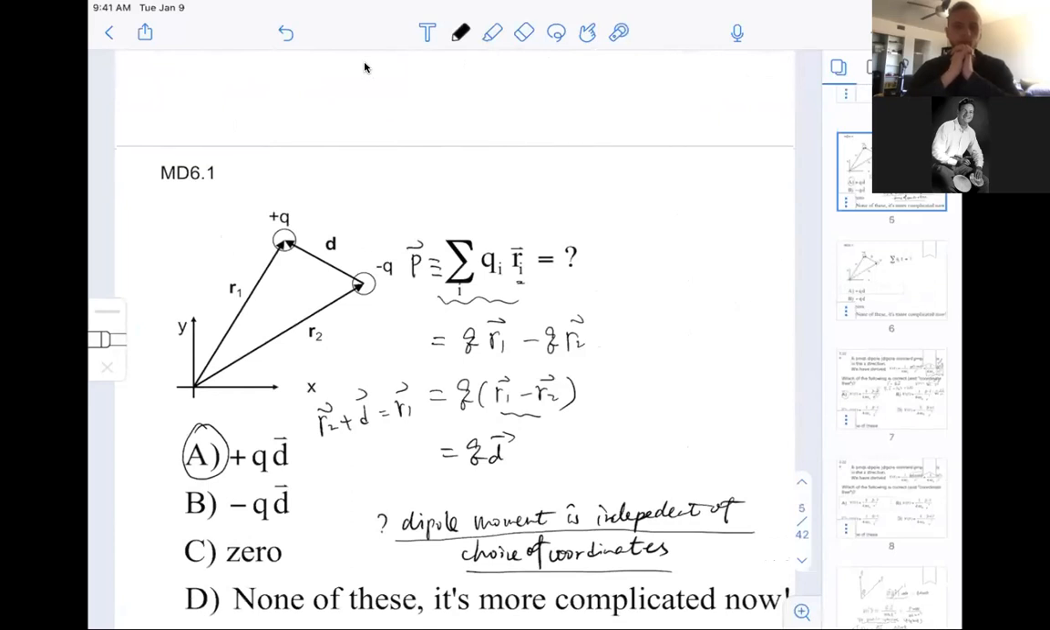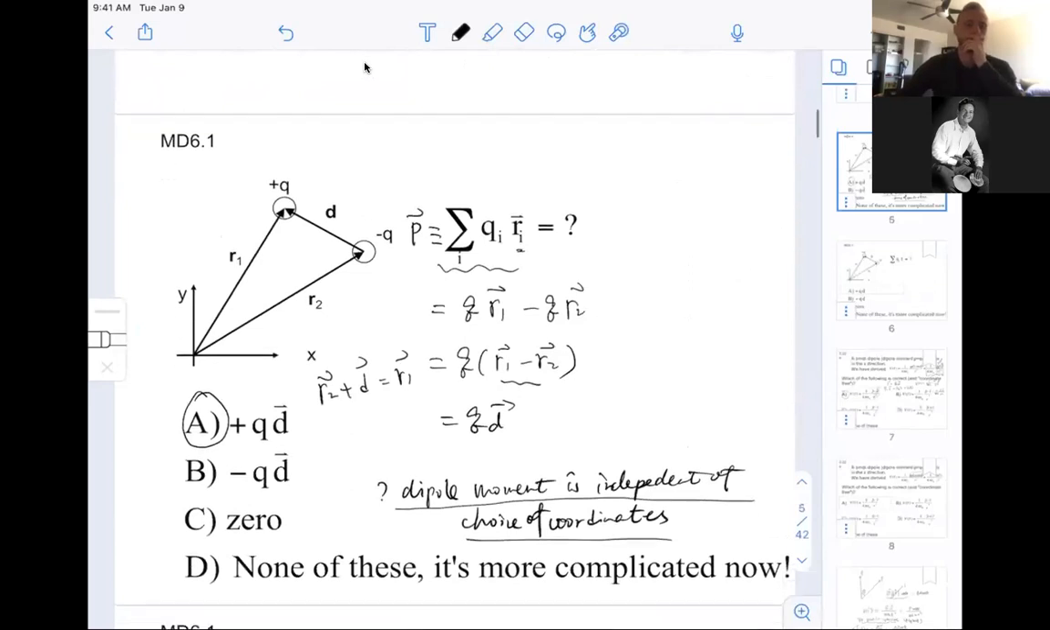Taking a look at those two situations, what do you think has changed? If we try to answer this question, does the dipole moment depend on the choice of coordinates? What would your answer be? Would you say yes, it does, or would you say no? Or you might say it depends. Which one of these do you think? I'm arguing that it depends on the amount of charge that you have. So what about the charge?